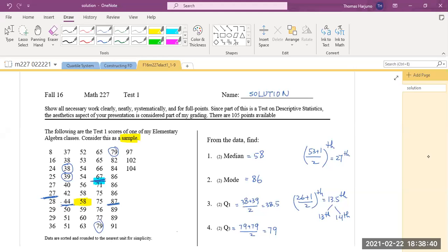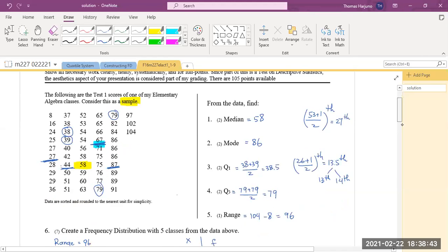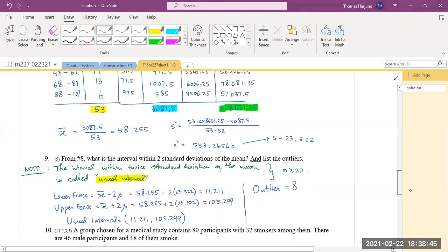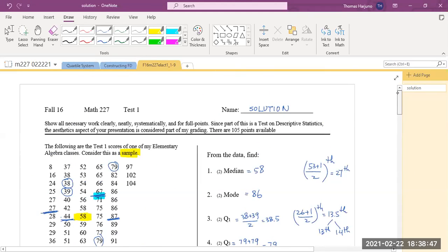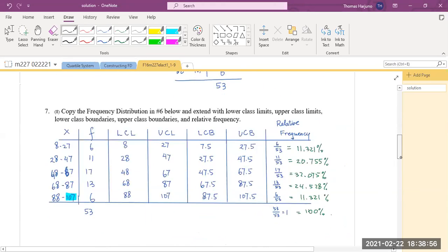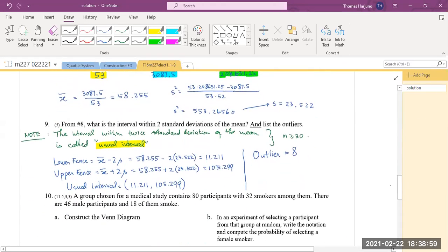Okay, now this is where I will stop. We did number 1 up to number 9 already. So what I suggest you do, at least this weekend. Okay. Can I see number 9, please, Professor? Sure. Number 9 is here. So that's how we would answer. The outlier would be 8 because it's under, and then we would say upper and lower. Basically everything outside of the usual interval will be the outlier.